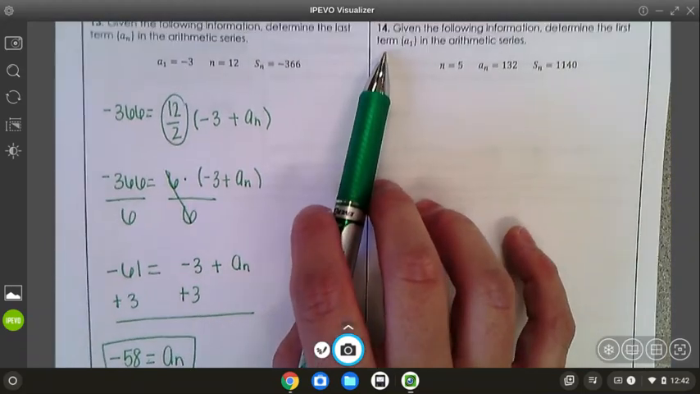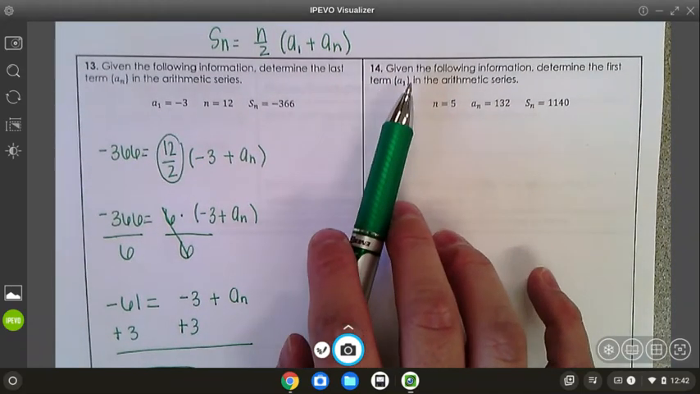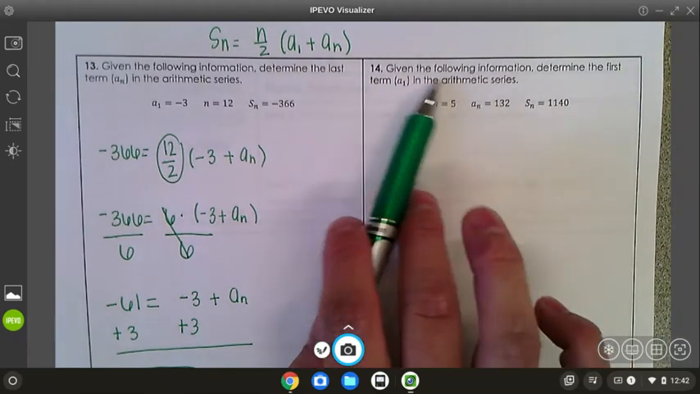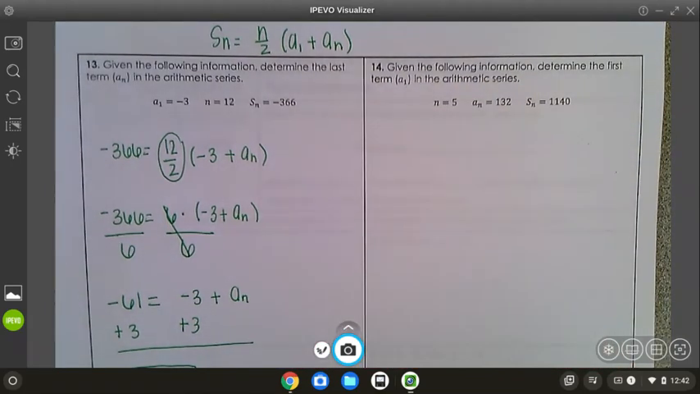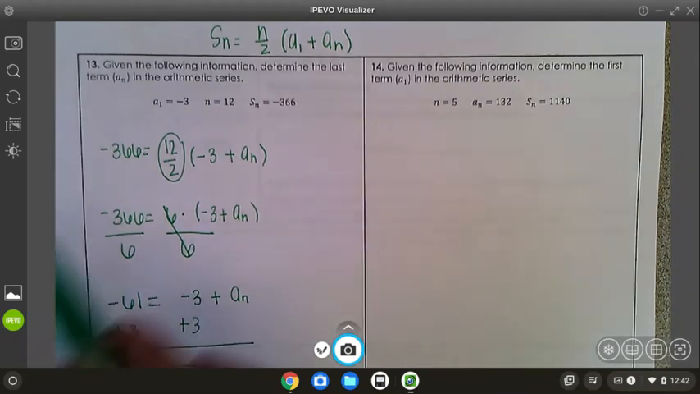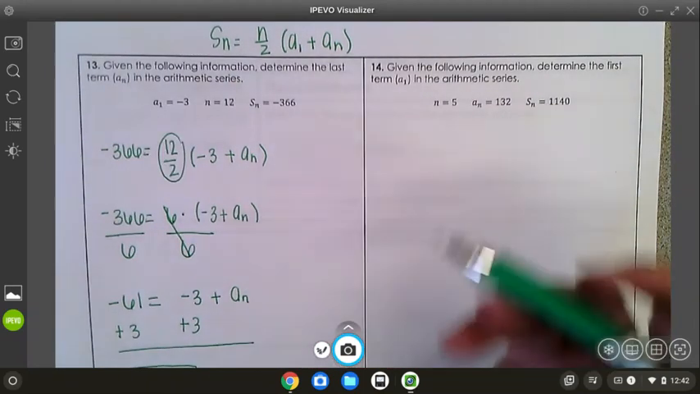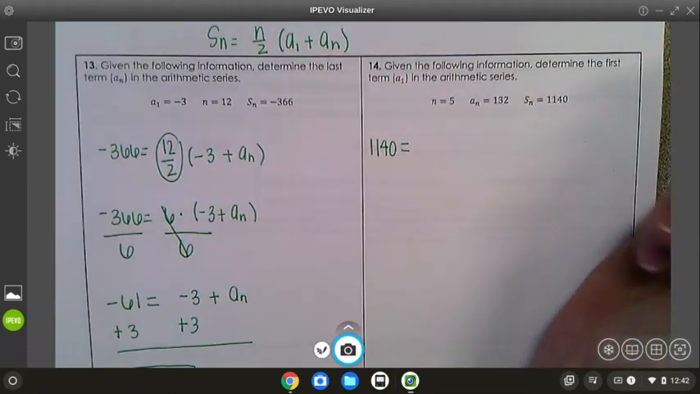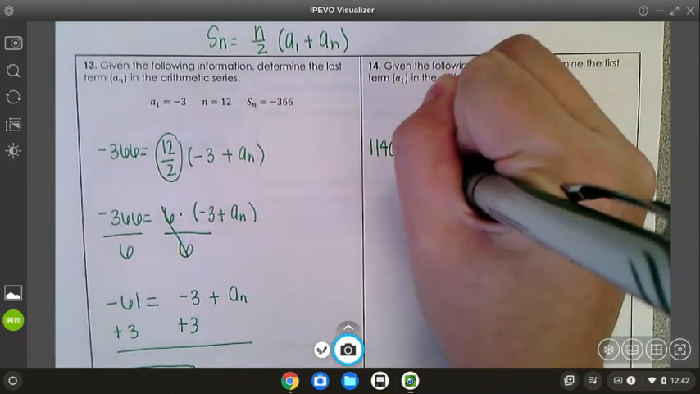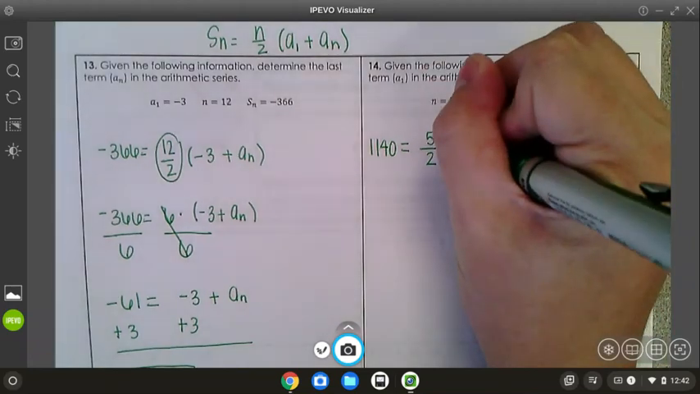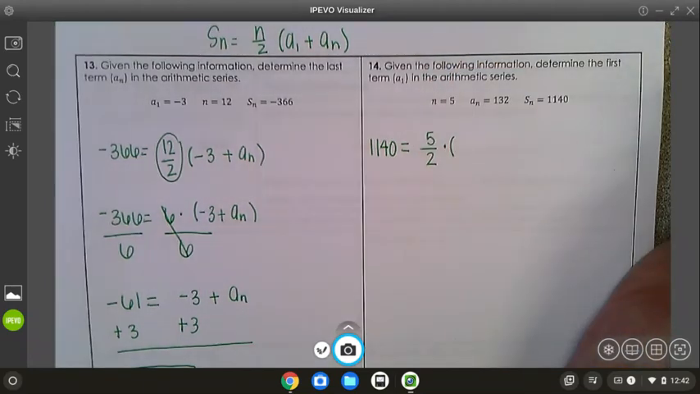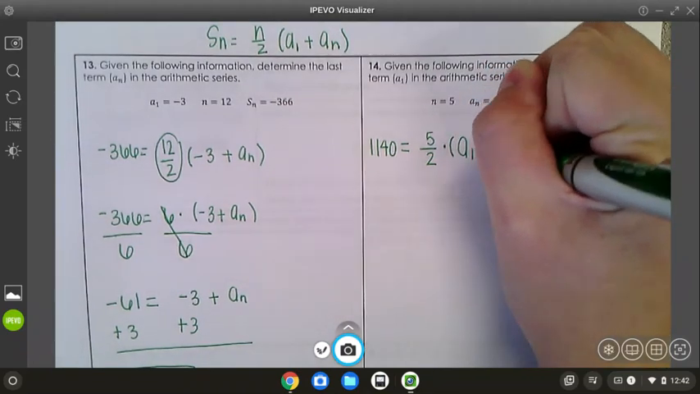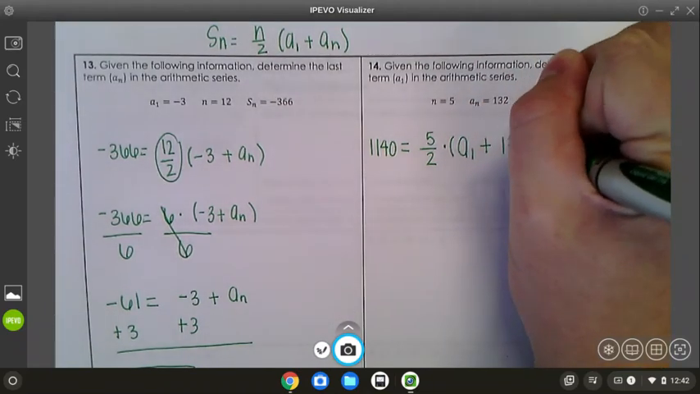Number 14. This time we're finding a1. We've got an. The process won't be any different on this one. So Sn we know is 1,140. We have n over 2 times a1, which we don't know, plus an, which we do know.